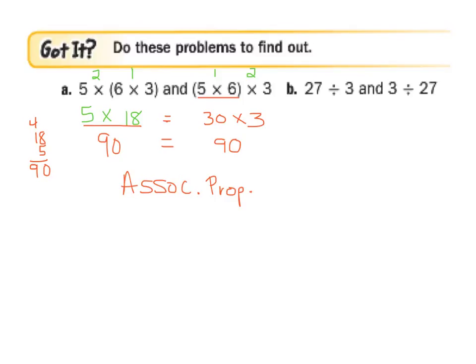Let's go over to the other side. We just have one step this time. 27 divided by 3 is 9. And 3 divided by 27 is 0.11 repeating, so it rounds off to that. And I can definitely say they are not equivalent. And it's because it had involved the division.